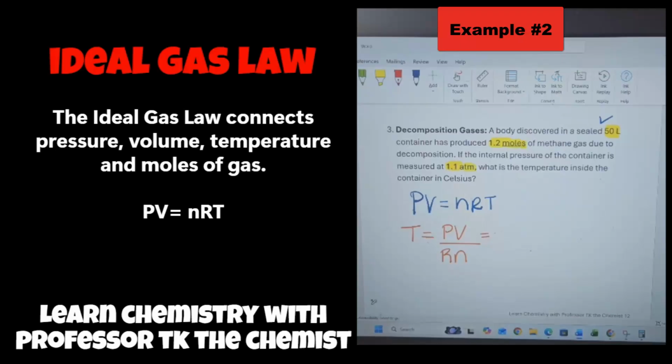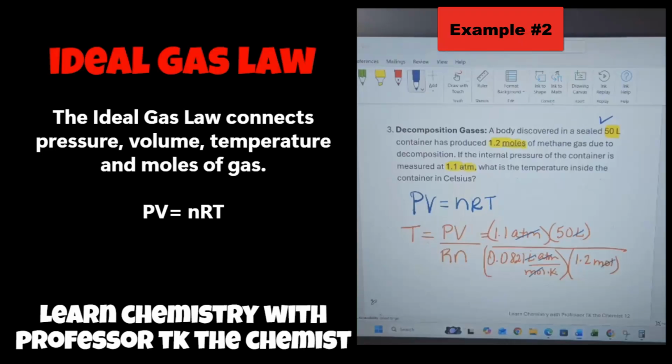So here is my first thing. The pressure was 1.1 atm. The volume was 50 liters. The R, the gas constant, 0.0821 liters atm per. Now, this is not a number that you all should memorize. This is a number that your teachers will give you on your test. That's not something you would need to memorize. Times 1.2 moles. All right, let's get rid of the units we do not need. We don't need atm. We don't need liters. We don't need moles. We were solving for Kelvin.